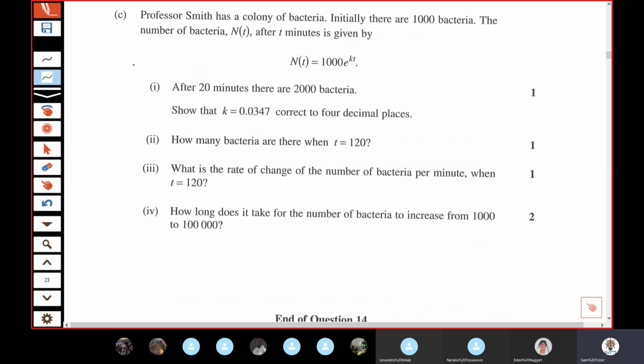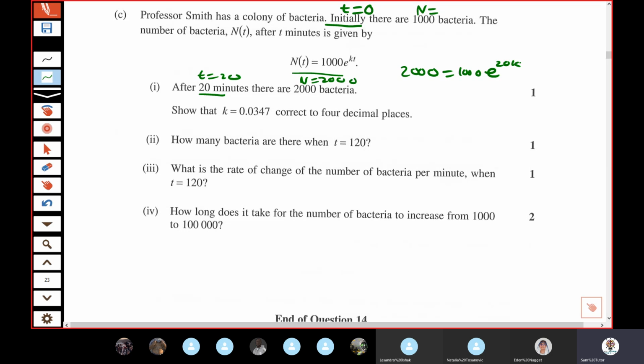Okay, let's start with maybe part I. Professor Smith has a colony of bacteria initially, which means time equals 0. There are 1,000 bacteria, so N equals 1,000, which is all stock standard. After 20 minutes, so when t equals 20, bacteria is 2,000. Show that k is this. When t is 20, N is 2,000. So 2,000 equals 1,000 e^(k t) with t as 20. So I usually put that at the front, e^(20k).